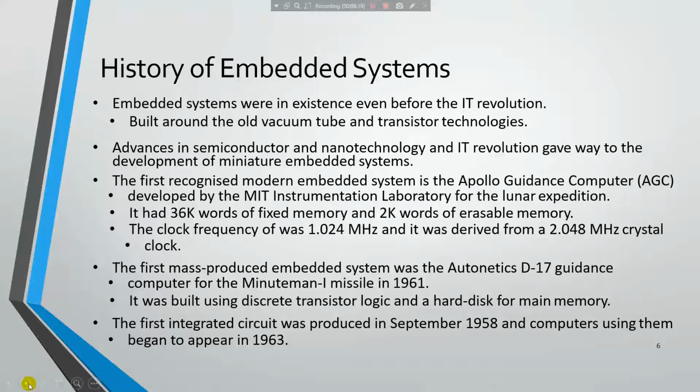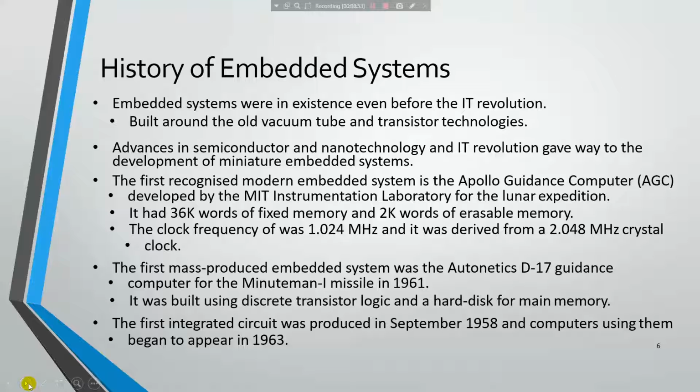The first recognized modern embedded system is the Apollo Guidance Computer, called the AGC. It was first developed by the MIT Instrumentation Laboratory for the lunar expedition. This was the first embedded system designed. Its clock frequency was around 1024 kilohertz, which is almost 1 megahertz, and it was derived from a 2 megahertz crystal clock frequency.